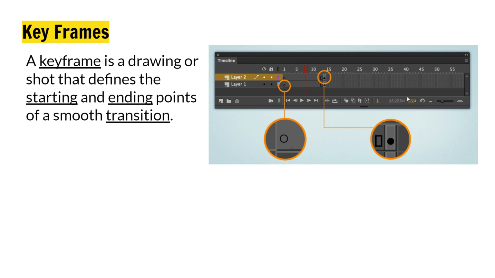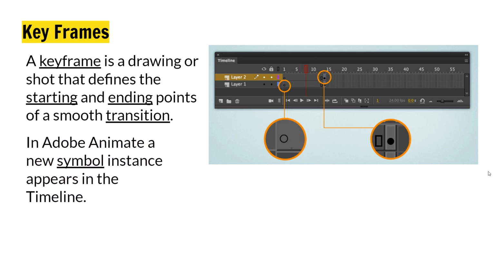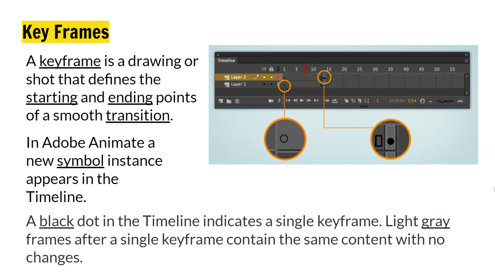So this screenshot is from an older version of Animate, but it does show these at the end or beginning of the keyframes, and then of course if you add them in the middle, they're going to be the diamonds. And in Adobe Animate, a new symbol instance, these here, appear in the timeline. A black dot in the timeline indicates a single frame. Light gray frames after a single keyframe contain the same content with no changes.